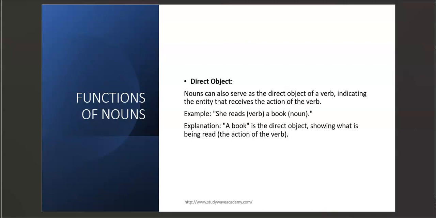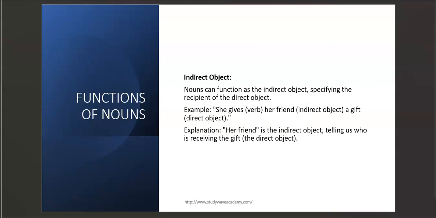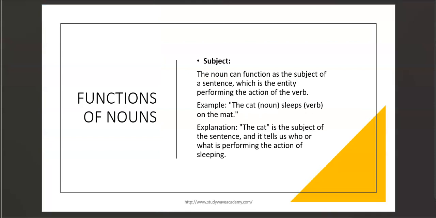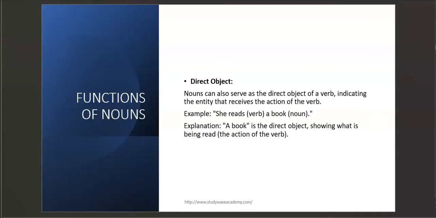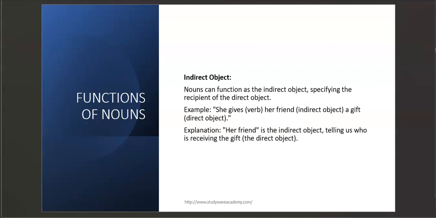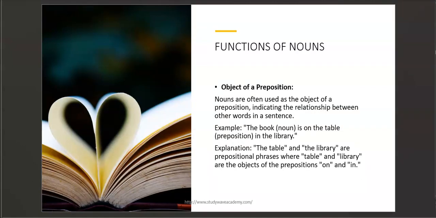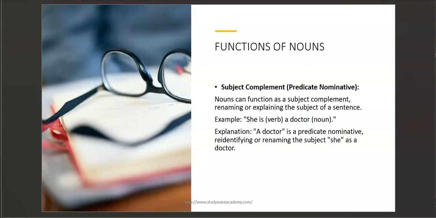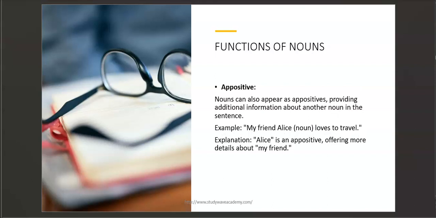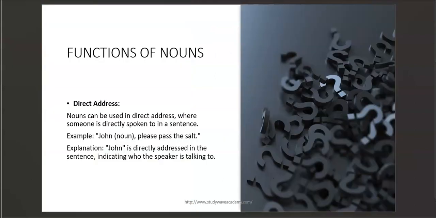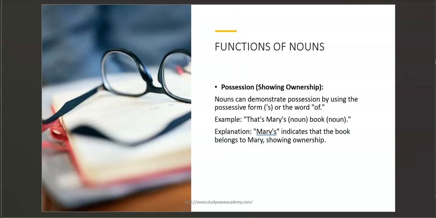The first function is direct object. Next is indirect object. We also looked at subject. So we have subject, direct object, indirect object, object of a preposition, subject complement or predicative nominative. Okay, we have appositive, direct address, and lastly we have possession, or just showing ownership.